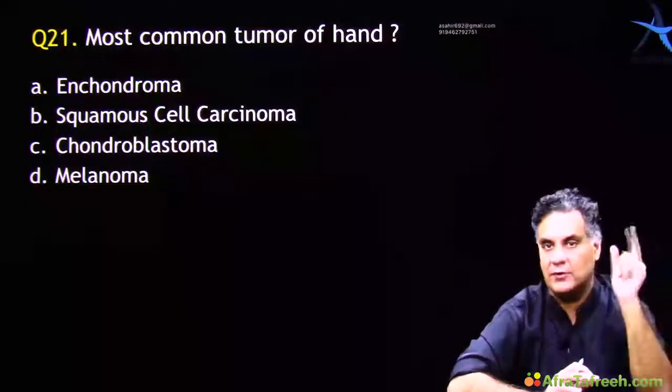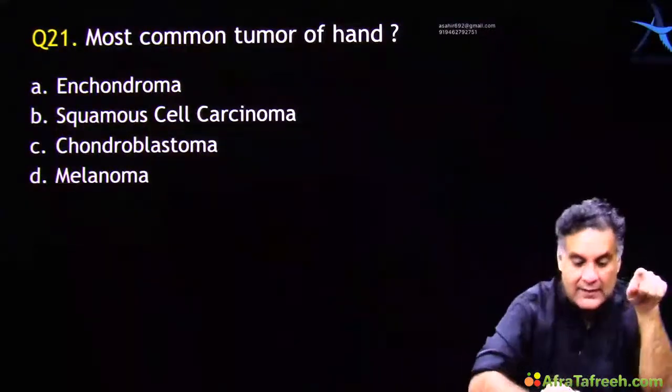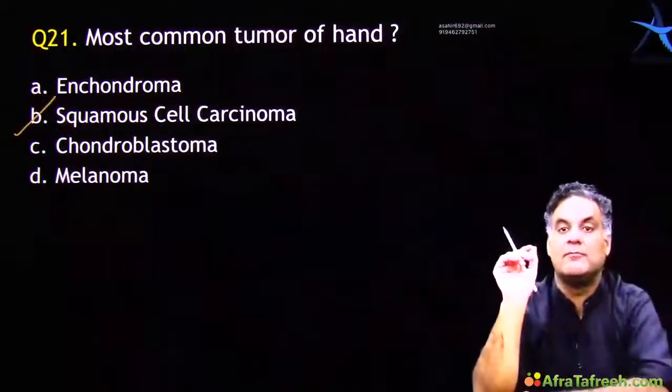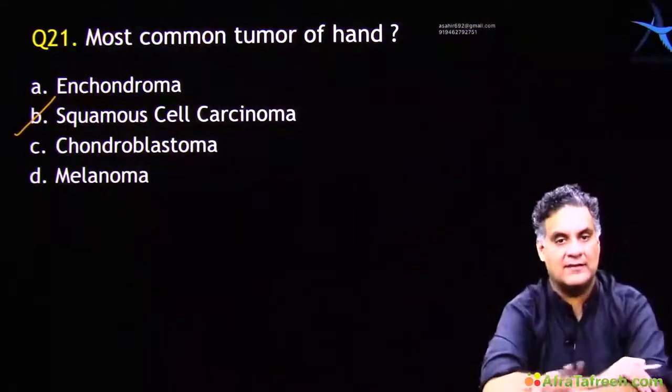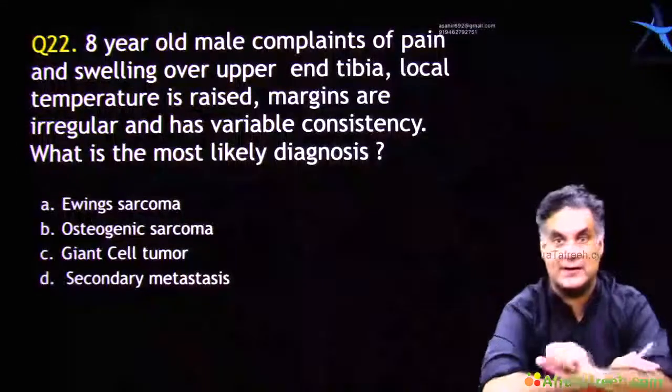Most common tumor of hand, I told you. Most common tumor of hand is squamous cell carcinoma. Most common tumor of bones of hand is enchondroma. So the answer is squamous cell carcinoma here.